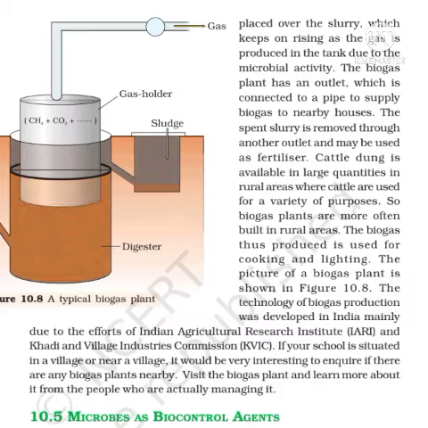Cattle dung is available in large quantities in rural areas where cattle are used for a variety of purposes. So, biogas plants are more often built in rural areas. The biogas thus produced is used for cooking and lighting. The picture of a biogas plant is shown in figure 10.8. The technology of biogas production was developed in India mainly due to efforts of Indian Agricultural Research Institute IARI and Khadi and Village Industries Commission KVIC.